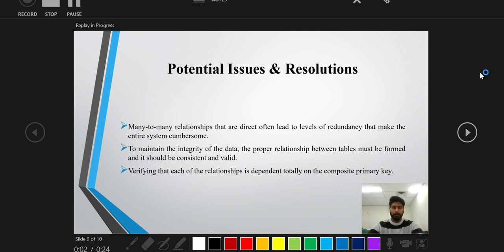Potential issues and resolutions. Direct many to many relationships often lead to levels of redundancy that make the entire system cumbersome. To maintain the integrity of the data, the proper relationship between tables must be formed, and it should be consistent and valid. Verify that each of the relationships is dependent totally on the composite primary key.